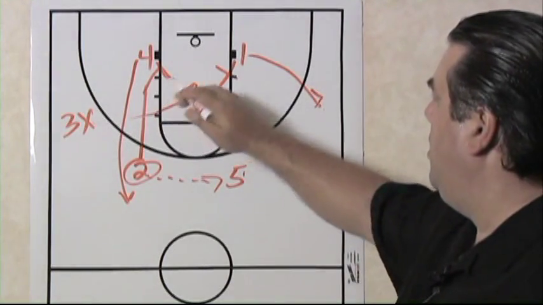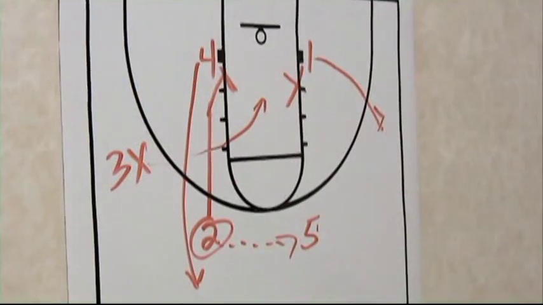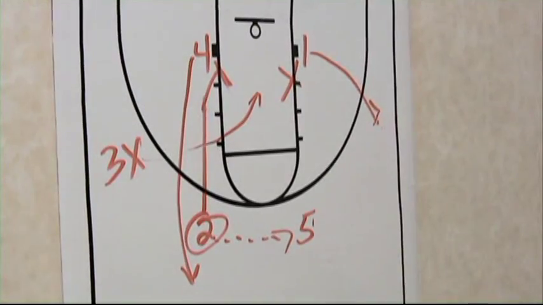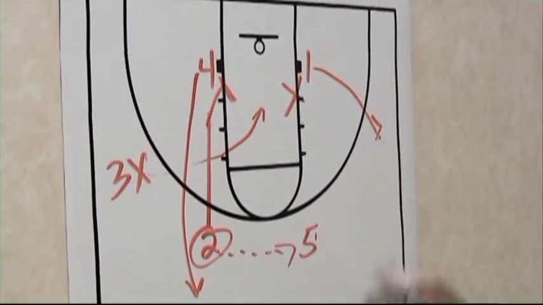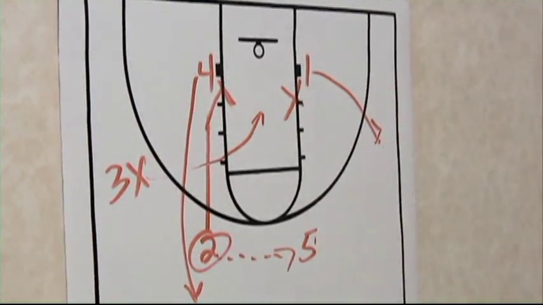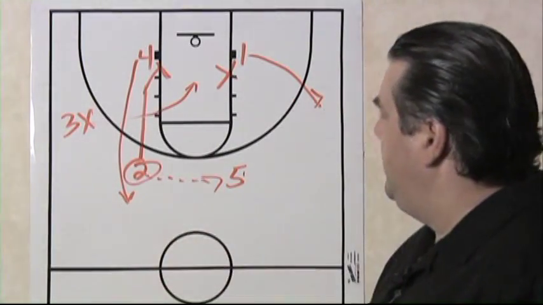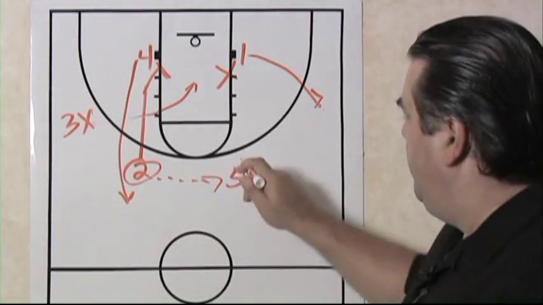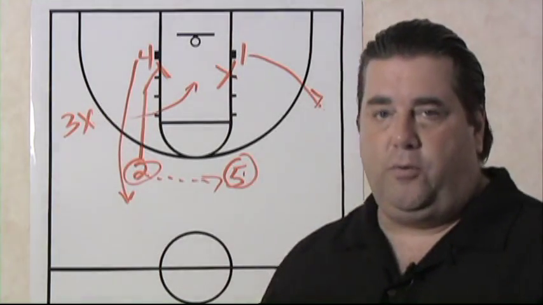Again, if 3 doesn't get the ball, he will continue to the ball side low block. 1 is now on the wing, and now you have both players being denied on the same side of the floor. 1 on the wing, 3 in the low block. 4 has moved up now to the high post opposite the ball. 5 has the basketball on the right side of the floor.